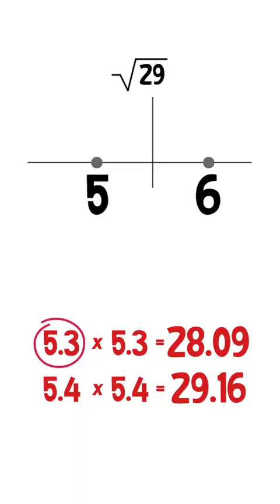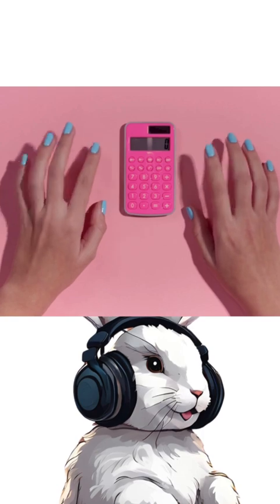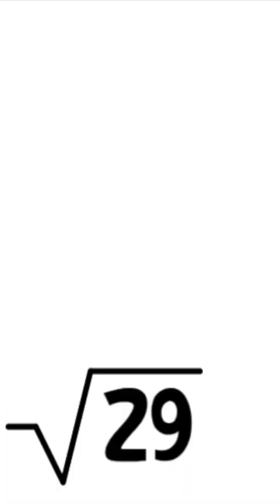So, since the square root of 29 is somewhere between 5.3 and 5.4, we will never even find a decimal or a fraction that equals the square root of 29. So instead, let's just use our calculator. I like calculators. Okay, so let's find the number closest to the square root of 29. We need to enter these keystrokes, okay?